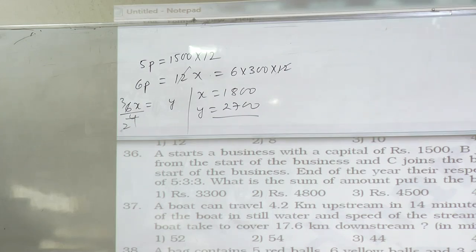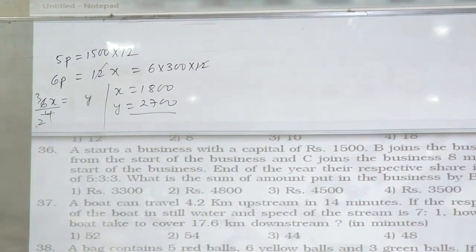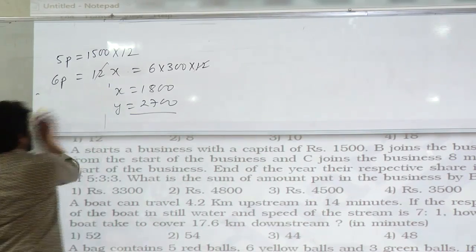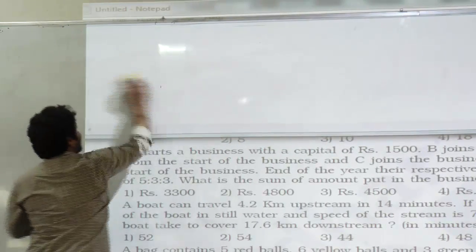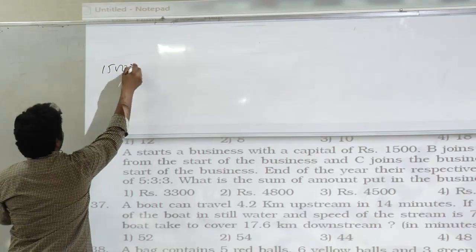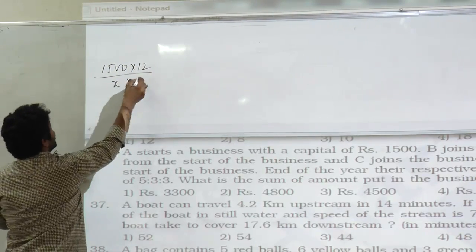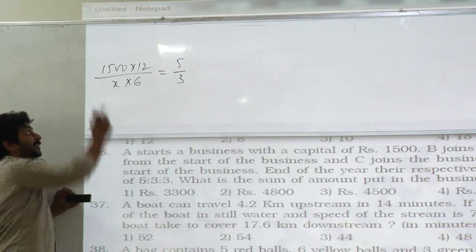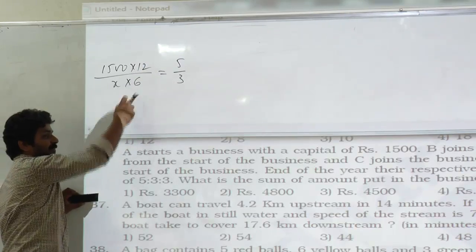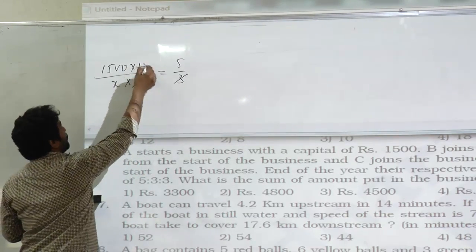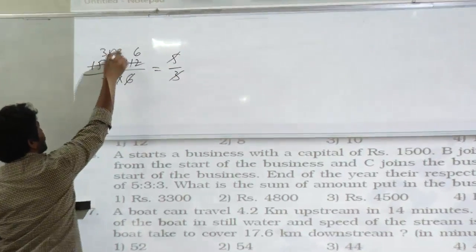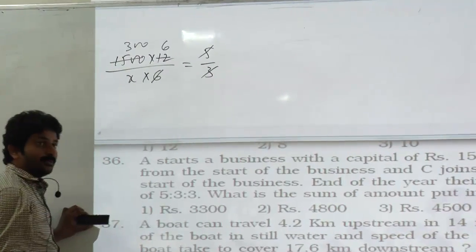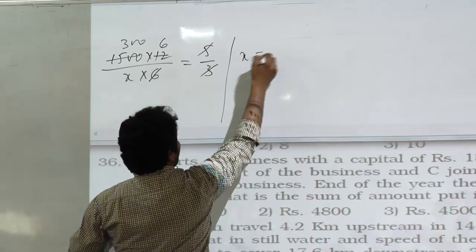Clear everyone? Or else you need to separate AB and then AC. You need to separate AB separately and then AC separately and then get the value of x and y. Let's concentrate here. A invested 1500 rupees for 12 months and B invested x rupees for 6 months. Profit of A and B are in the ratio 5 by 3. This is A's investment and time, and this is B's investment and then time. 3 how many times? 2 times. 2 how many times? 6 times. 5 how many times? 300 times. So what is x value? X value 1800. So x is equal to 1800.